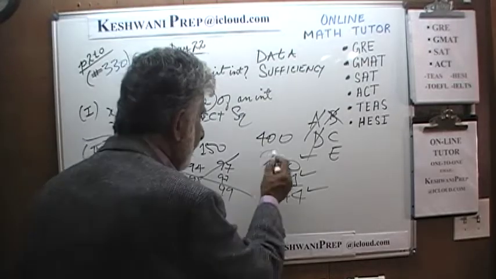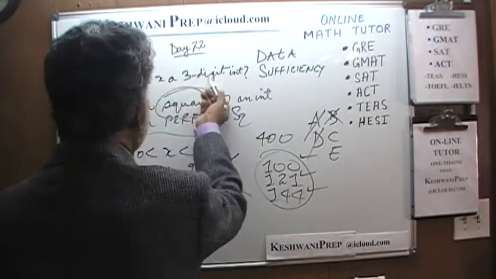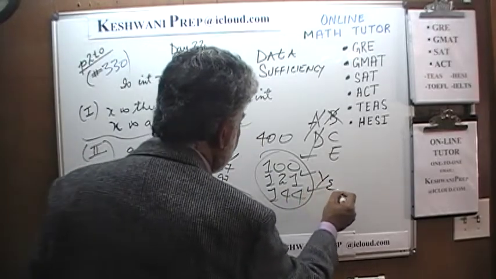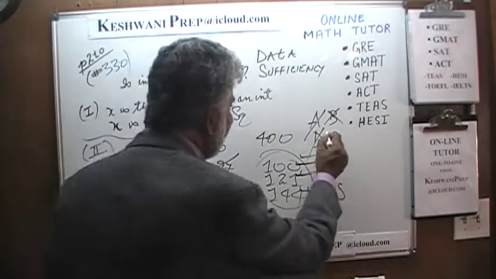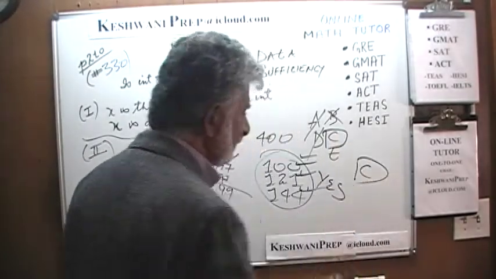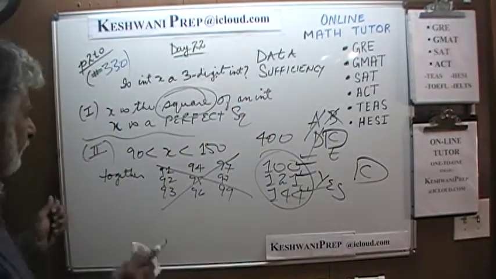Therefore, it doesn't matter what x is. We can answer the question, is it a three-digit integer? The answer is yes, it is a three-digit integer, because it's either this or that. The answer is C. Putting the two statements together, we can answer the question.